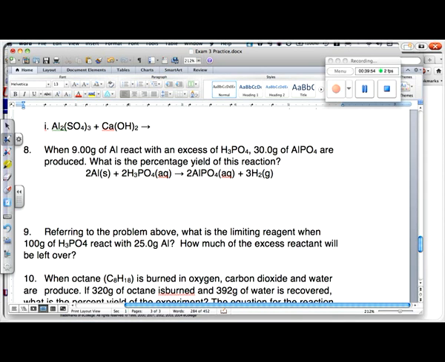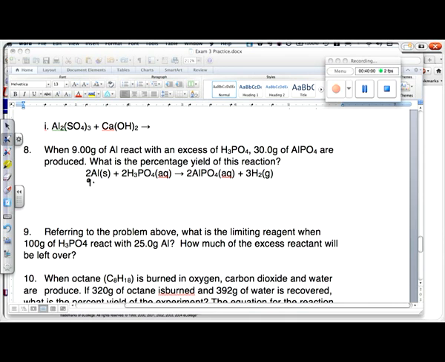So here's our balanced chemical equation. You're given a balanced chemical equation here. I'm going to write the info in the problem where it needs to go. 9 grams of aluminum, 30 grams of aluminum phosphate are produced. So you are given an amount of a product. This 30 grams is, and then they ask you what is the percentage yield. So this is the actual. You either have to be given a percentage or the actual. You are never given the theoretical. We're about to do that.